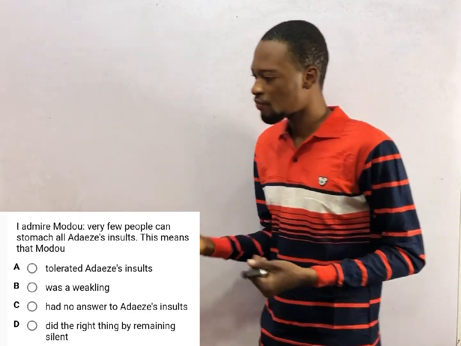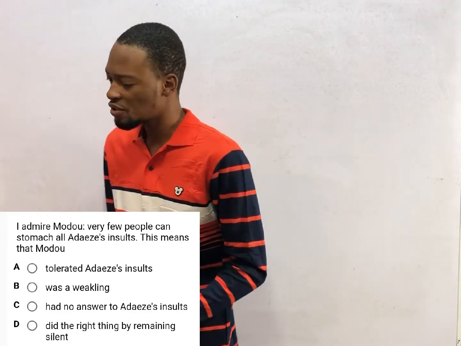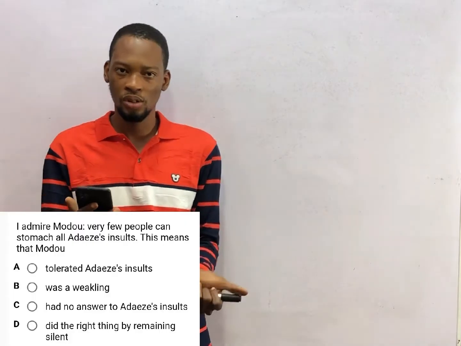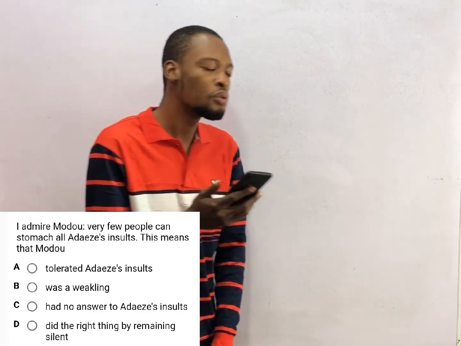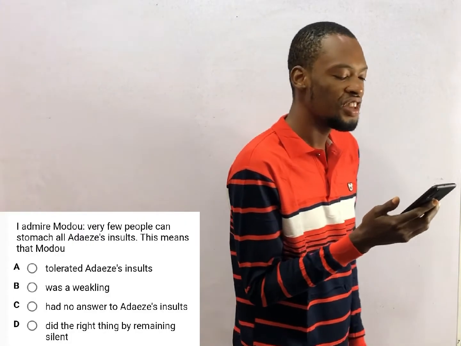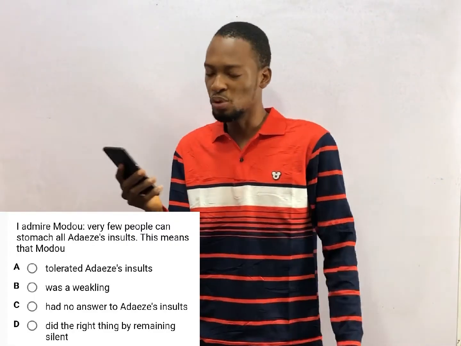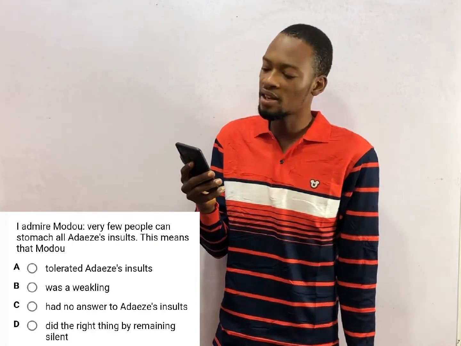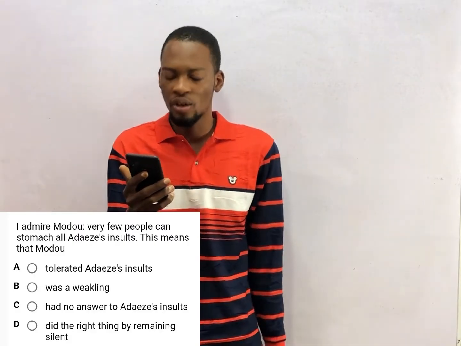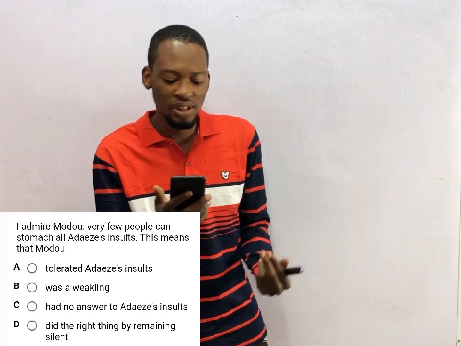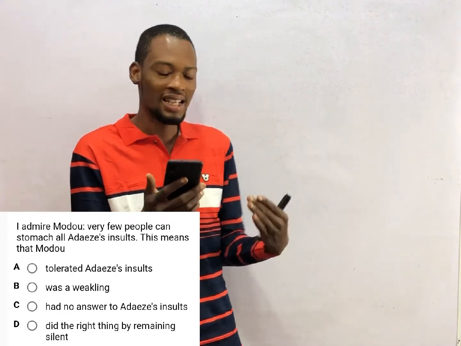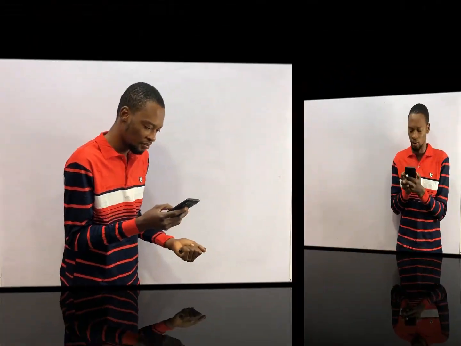This means that to stomach someone's insult means to tolerate insult. So only Modu could tolerate Adaze's insult. This is why the writer admires Modu. To stomach insult, or to stomach something, or to stomach behavior, simply means to tolerate insults as seen in option A.